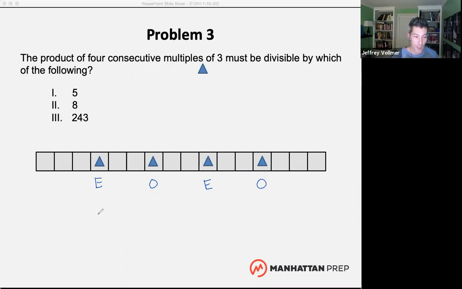Let's see what happens if we start with an odd. If we start with an odd, then this would flip to even. This would flip to odd, and this would flip to even. Ooh, so you know that when you start multiplying enough even numbers, you're importing factors of 2. Well, if you bring in enough factors of 2, you're gonna be divisible by 8. Now, the interesting thing here is I only have 2 even numbers. Is that gonna be enough here for me to be divisible by 8?